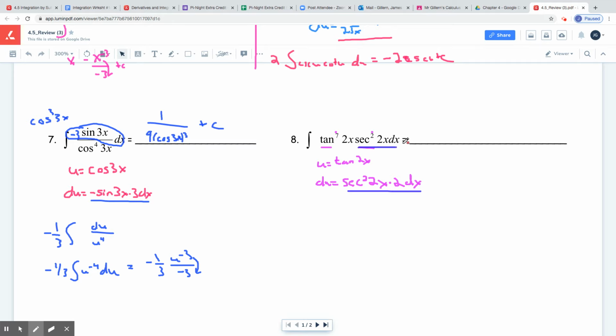Well, here's secant squared 2x, secant squared 2x dx. I'm just missing a 2. So I need to put a 1/2. All right, all of this is my du. Tangent 2x is my u. So it's just u to the 7th du.